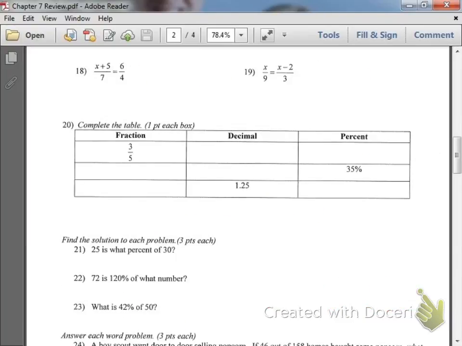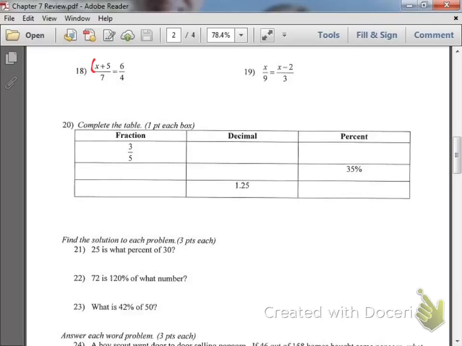Now, number 18 is where the harder cross-multiplying problems come into play. Why is this one so hard? What do you need to do? Biggest mistake I saw on the quiz. You forgot to do what? It's right up here. What do you need to do right here? Put parentheses. Both of those terms need to be multiplied by that 4 when you cross multiply.